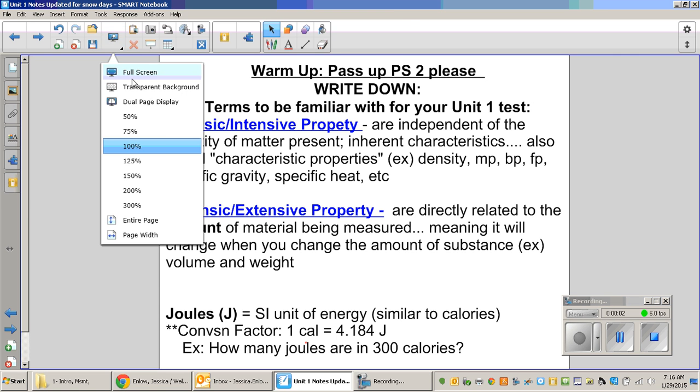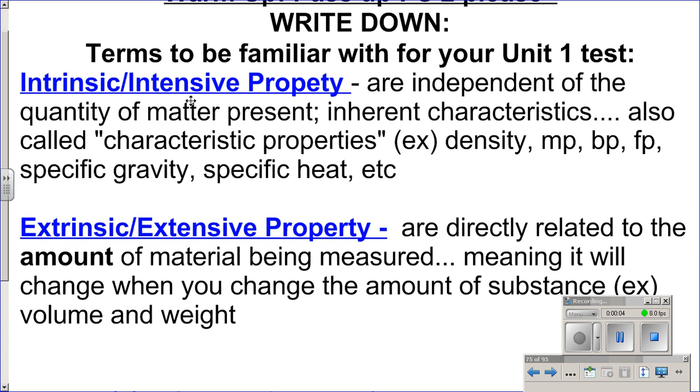I just want to clarify, because you will see this on your test. You'll see these words. You'll see the intrinsic or intensive property. I can call it either one. It's the same thing. And you'll see extensive or extrinsic properties. So intensive, intrinsic, I always think that means inherent, like something that's inherited. That's a characteristic of that particular substance.